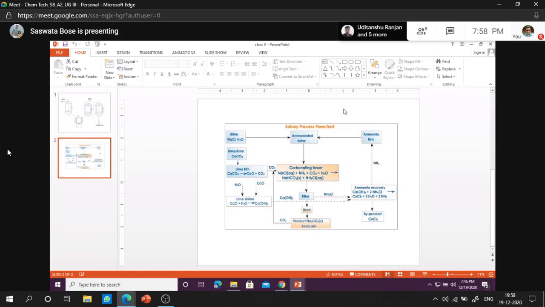Before ending the class, the modified Solvay or dual process has also been adopted nowadays. The difference in the dual process from the Solvay process is that ammonium chloride is recovered as the byproduct in the dual process, unlike in the Solvay process, where it is used for ammonia recycling. This is the difference between the dual process and the Solvay process.